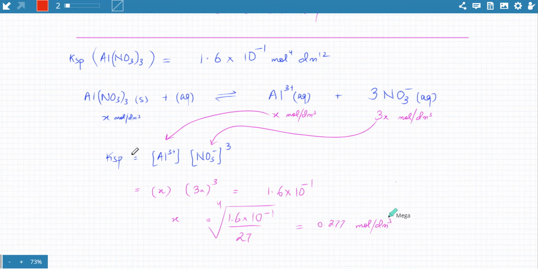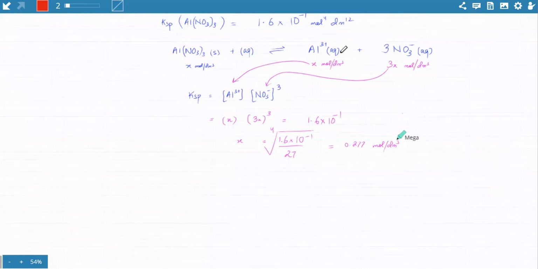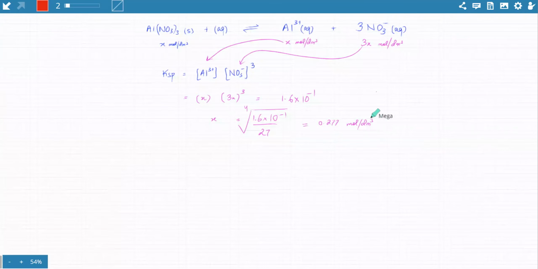Ksp always has different units. I mean, why does Ksp have different units? Because it's concentration multiplied by concentration cubed. So obviously you're going to get this thing. So is that clear? Yes, sir. I said try and do this question on your own. Send me the answer for this.